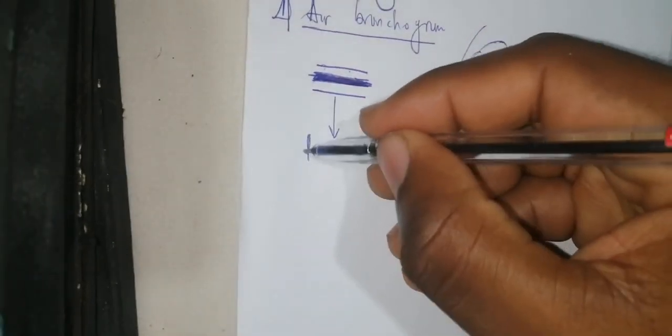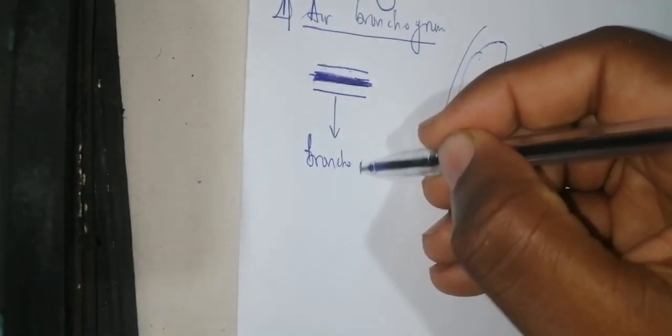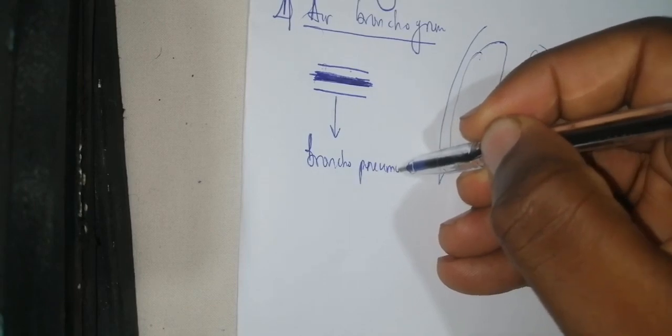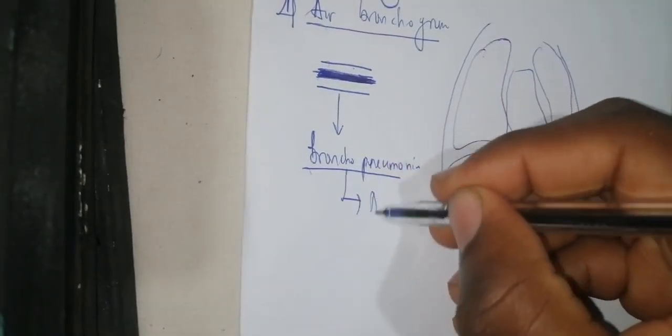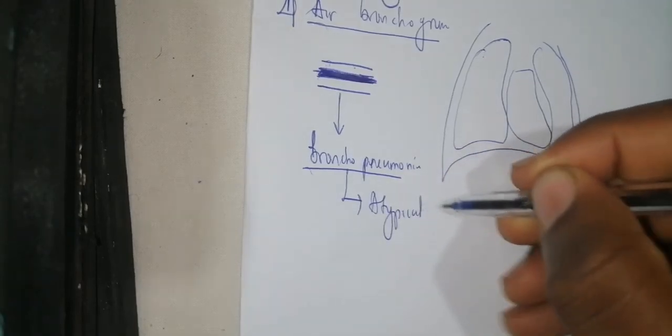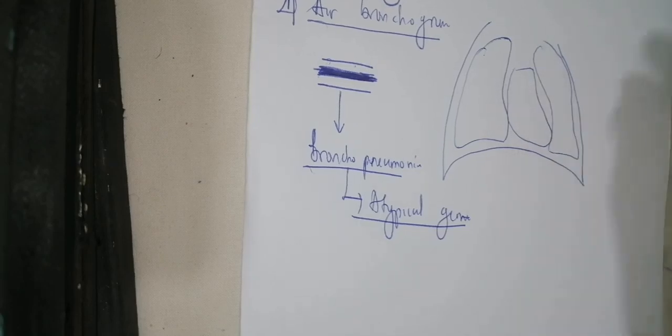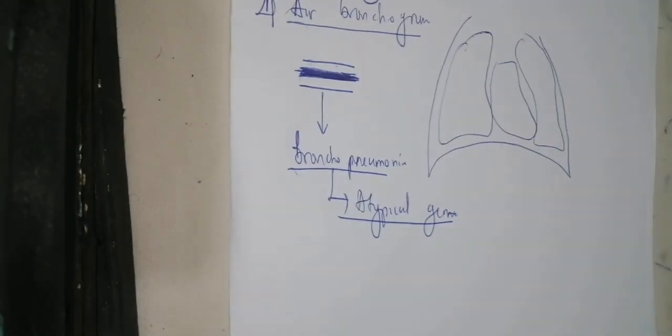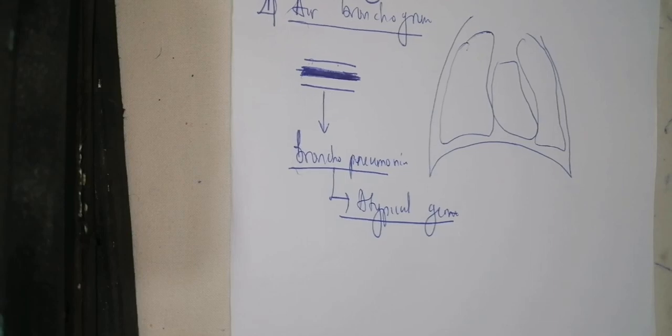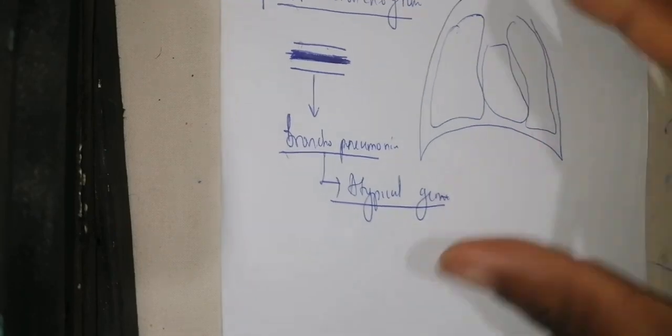Now, air bronchogram is specific for bronchopneumonia. When you see an air bronchogram, it's specific for bronchopneumonia, and bronchopneumonia is caused by atypical germs. Is it clear? I'm not going to list the atypical germs again here because we have already discussed them when we were seeing the case of neonatal sepsis. I've discussed all those germs, but I may tell you at the end.